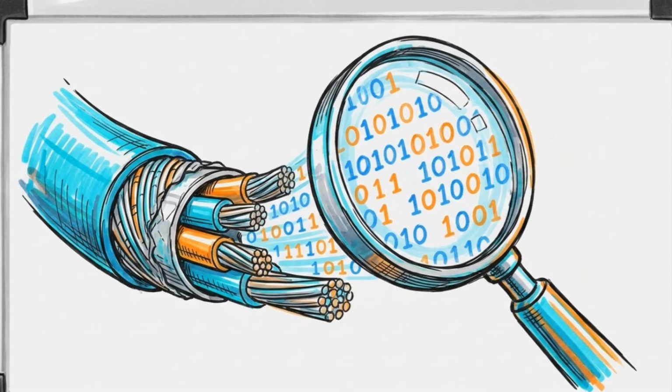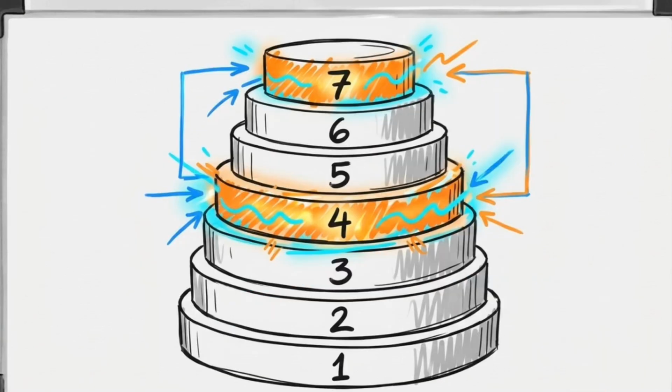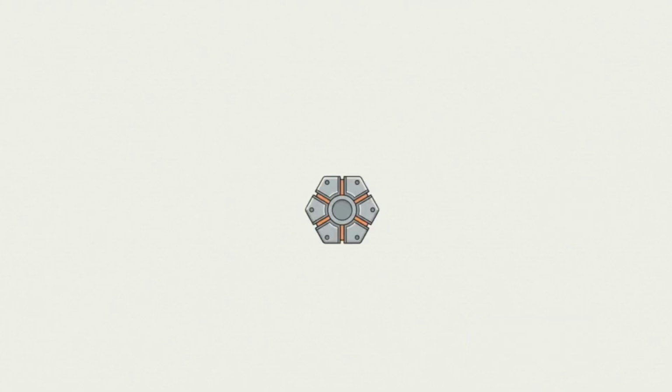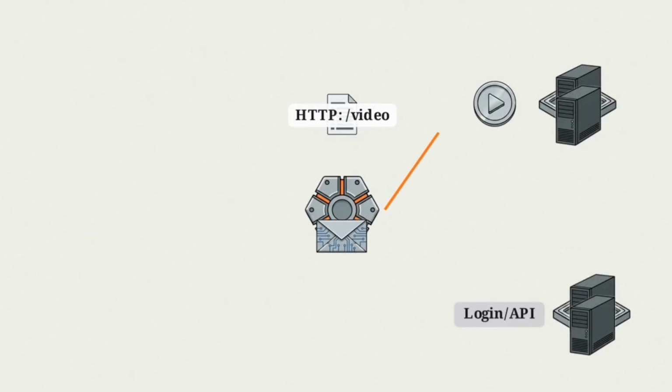To execute these checks and route data accurately, load balancers must read the incoming traffic. How deeply they inspect that traffic depends on the OSI network layers. A Layer 4 load balancer operates at the transport layer. It makes incredibly fast, blind routing decisions by looking only at the IP addresses and port numbers on the outside of a data packet without opening it.